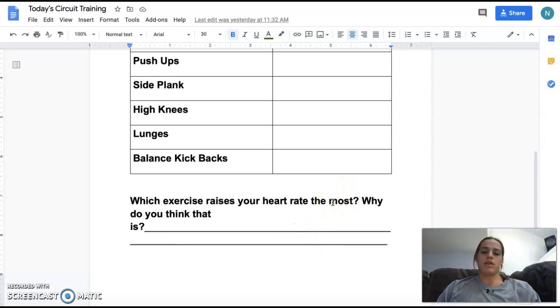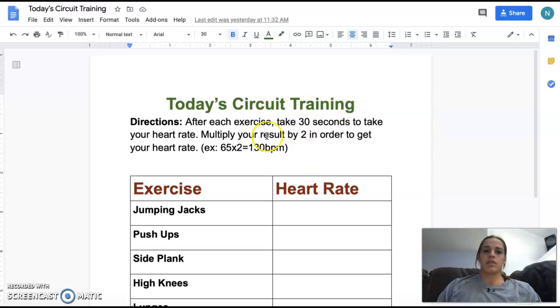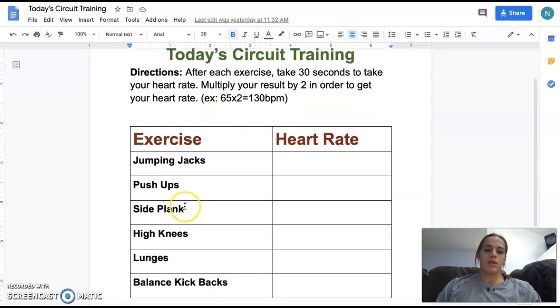Which exercises raised your heart rate the most? Why do you think that? To get them thinking, and a little assessment there. And by filling out this heart rate form, it also shows me that they were doing it.